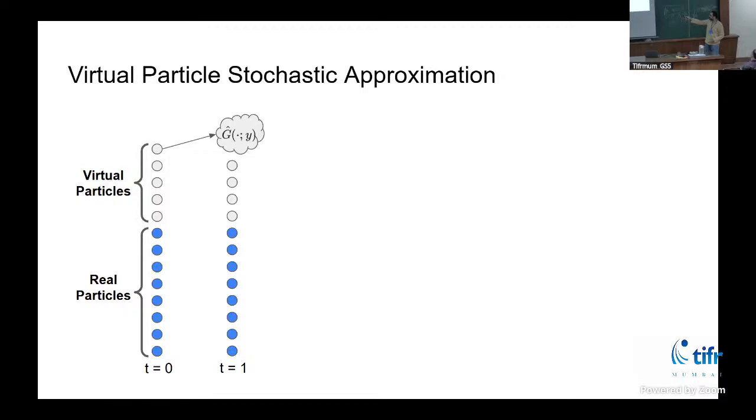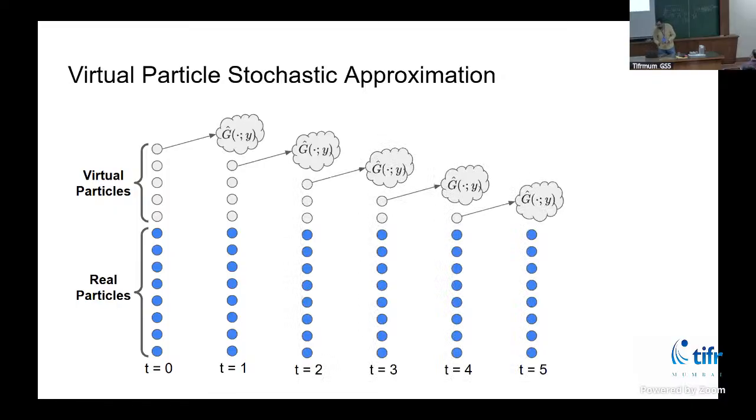Next, I'll kill the next virtual particle, get the stochastic gradient at time 2, and then I'll send everything to time 2, and so on. At each time step I keep on killing a virtual particle to estimate the gradient. At the end, at time 5, where I say I'll end my algorithm, I'll have only the real particles as part of the output. So this is the virtual particle stochastic approximation.